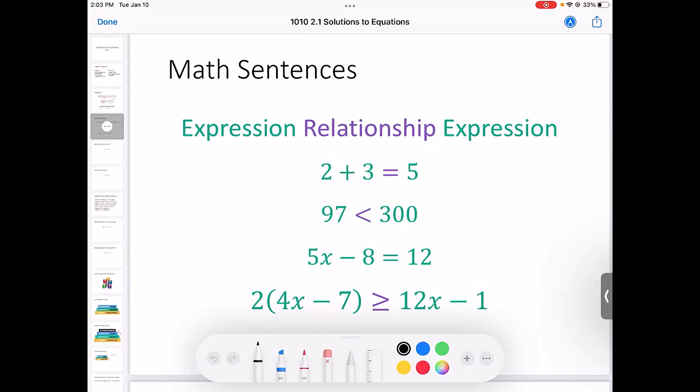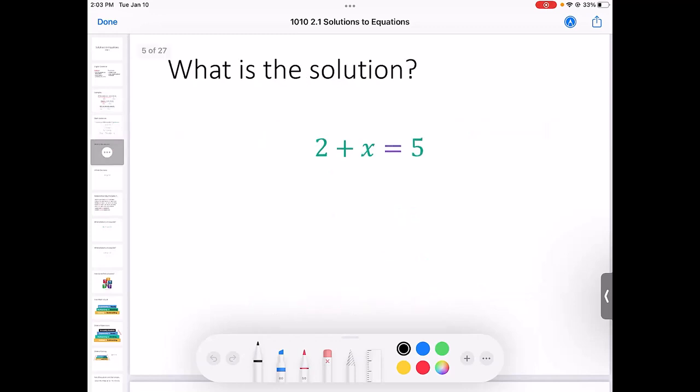When we're thinking about math sentences, the goal of our class today is to find the solution to an equation. A solution is the number that you could plug into the variable that would make the statement true. Technically we could make x equal anything, like we could say x is 6. However, if we said x is 6 in this case, it would create a lie, a false statement, because 2 + 6 does not equal 5. The goal of finding solutions is to find the value for x that will make the equation true.